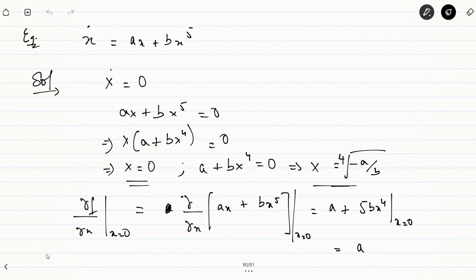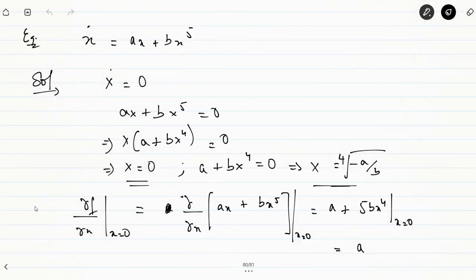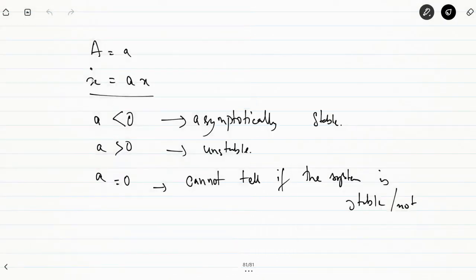So linearize the system by finding out the Jacobian, that is the A matrix. So this basically gives us the A matrix, delta f by delta x, for x equal to 0. We have found a is equal to small a, that means x dot is equal to a into x. So for a less than 0, that is negative value, the system is asymptotically stable. For a greater than 0, the system has positive eigenvalues, therefore unstable. For a equal to 0, we cannot tell whether the system is stable or not.